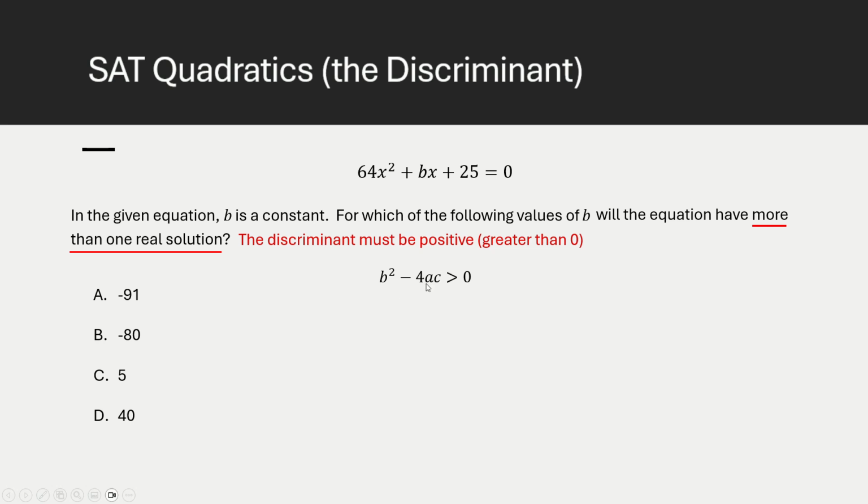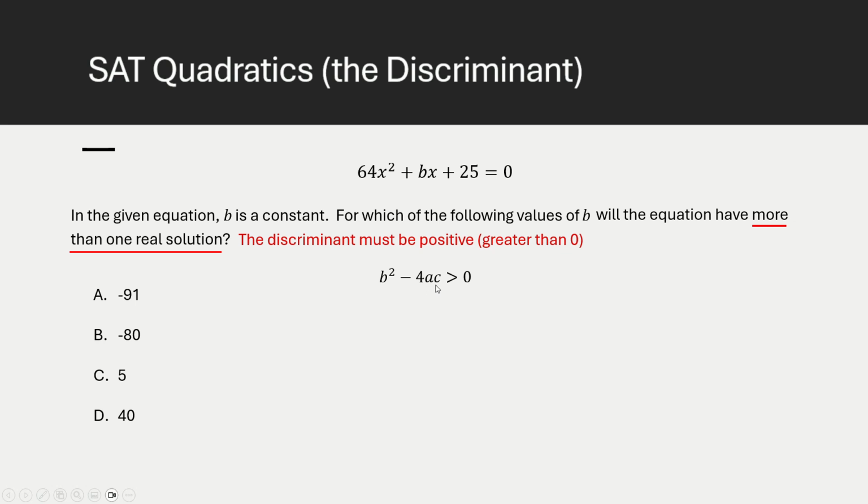Well, what's a? Well, in the standard form of a quadratic equation, a is the coefficient of x squared. So let's go up here and look for x squared. We have x squared right here. The coefficient of x squared is 64. So down here in this inequality, a is going to equal 64.